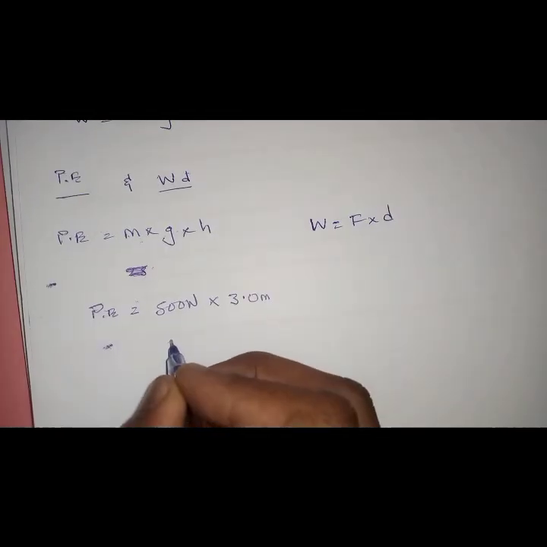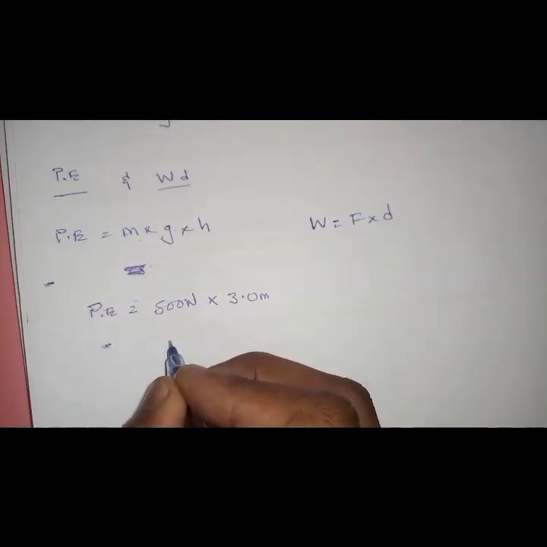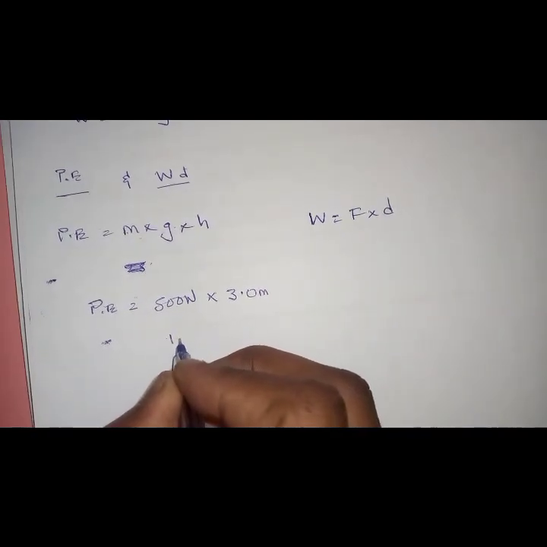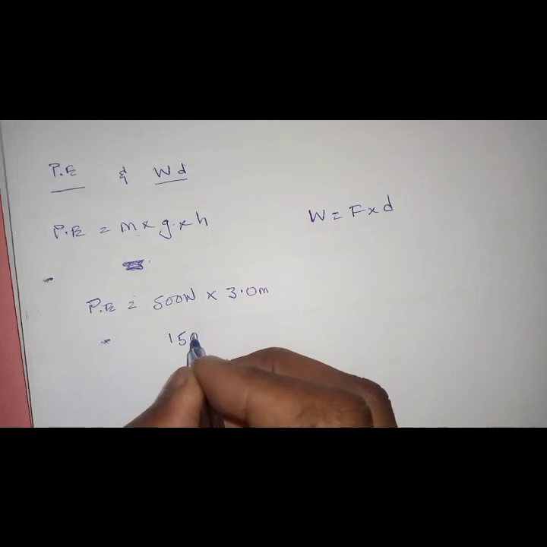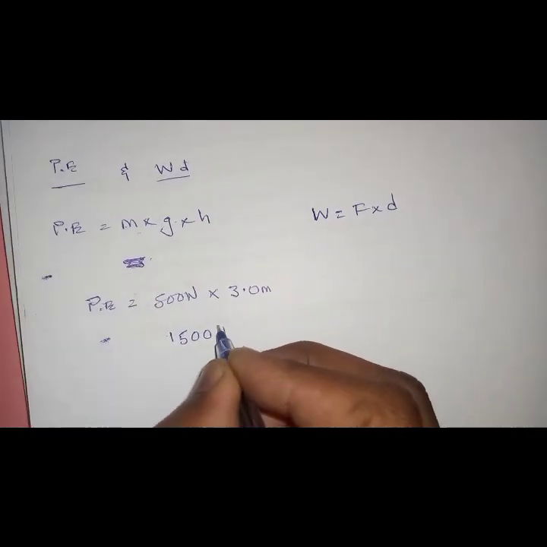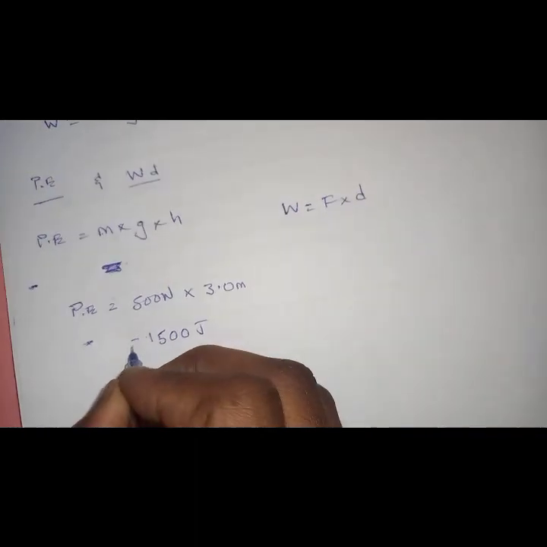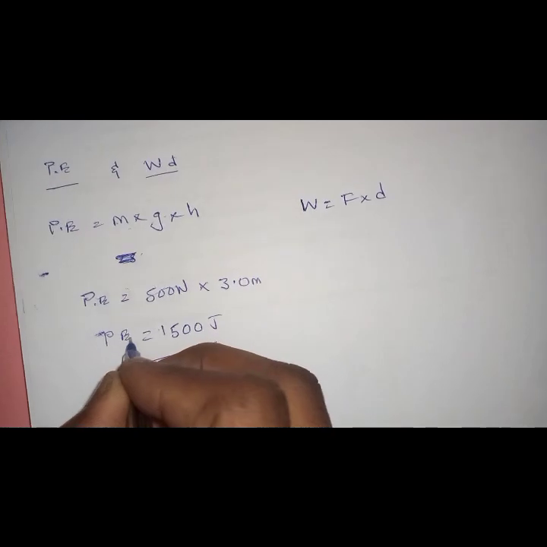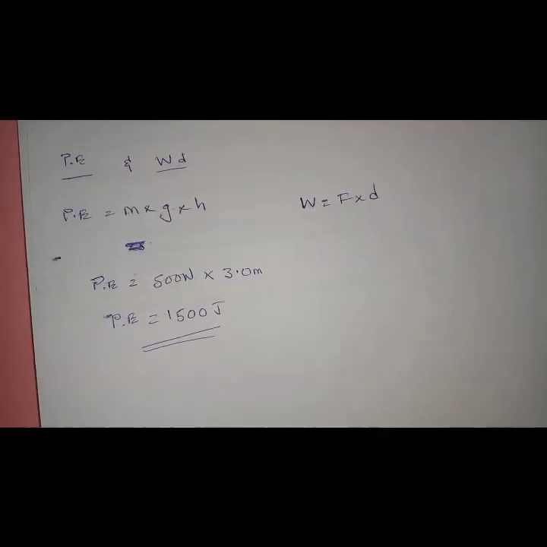So what we are going to have is 500 times 3, that's going to be 1,500. Our units are joules. So that is going to be our potential energy. Okay, let's proceed to work.